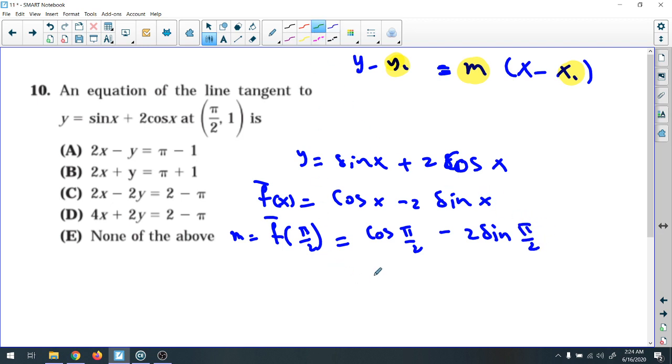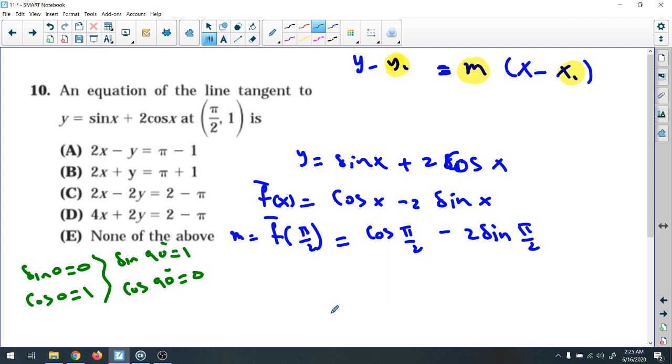And now we will think about what's cosine of pi over 2, which is cosine of 90. Look at this here. So remember, sine of 0 is 0. Cosine of 0 is 1. But at 90, we'll switch. Sine of 90 is 1. Cosine of 90 is 0. So we'll switch, remind you.